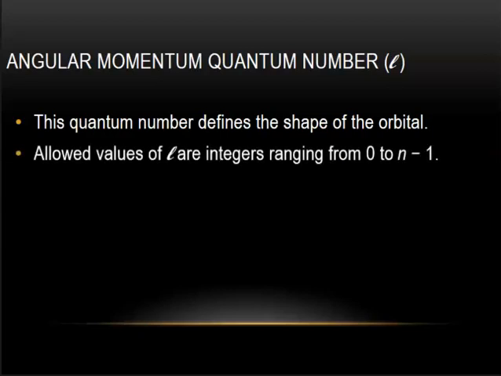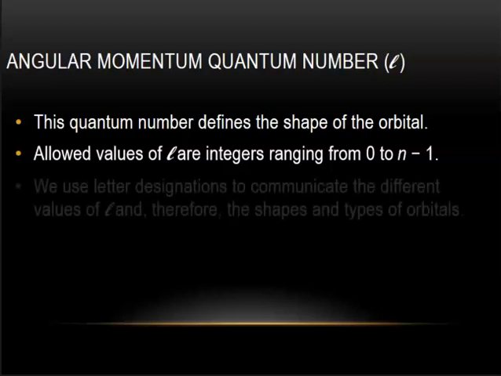l depends on n. All right, so the values that you can have for the angular momentum quantum number depend on what value of n you have. So l always starts at 0 and goes all the way up to 1 less than whatever n was. So for example, if n equals 2, l could be 0 or 1. If n equals 5, l could be 0, 1, 2, 3, or 4. If n was 20, let's go crazy here, l could be 0, 1, 2, 3, 4, 5, 6, 7, 8, 9, 10, 11, 12, 13, 14, 15, 16, 17, 18, 19. So it goes all the way up in integers to 1 less than n.